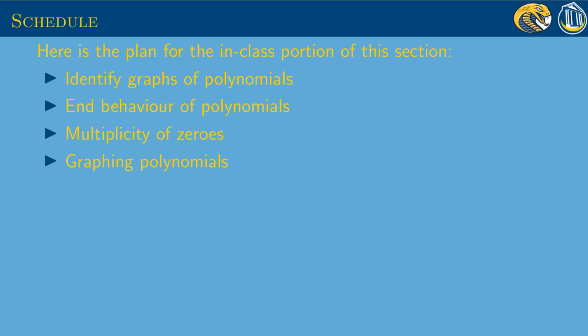In class, we are going to identify graphs of polynomials. We're going to talk about the end behavior as the function approaches plus or minus infinity. We're going to look at multiplicity of zeros and define what that means, and talk about how to graph polynomials.